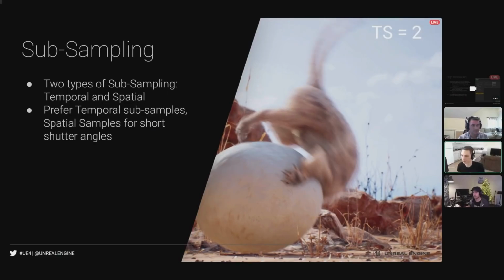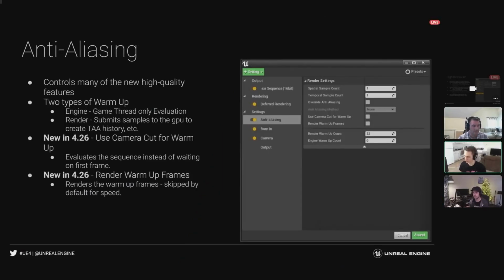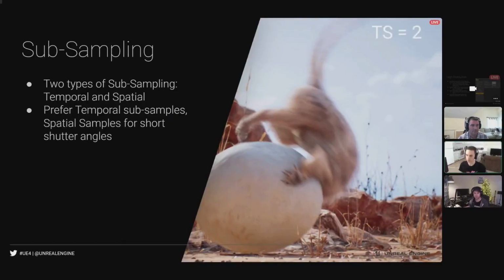Okay, next we're going to talk about subsampling. We have two different types of subsampling, which are controlled again by the anti-aliasing menu here. The two different types of subsampling are temporal samples and spatial samples. In general, you're going to prefer wanting to use more temporal samples. Spatial samples is really only there for short shutter angles. So if you're trying to make a really crisp image that has no motion blur, you're going to need to use spatial samples. But if you're making a trailer or movie, temporal samples is generally what you're going to want to use.